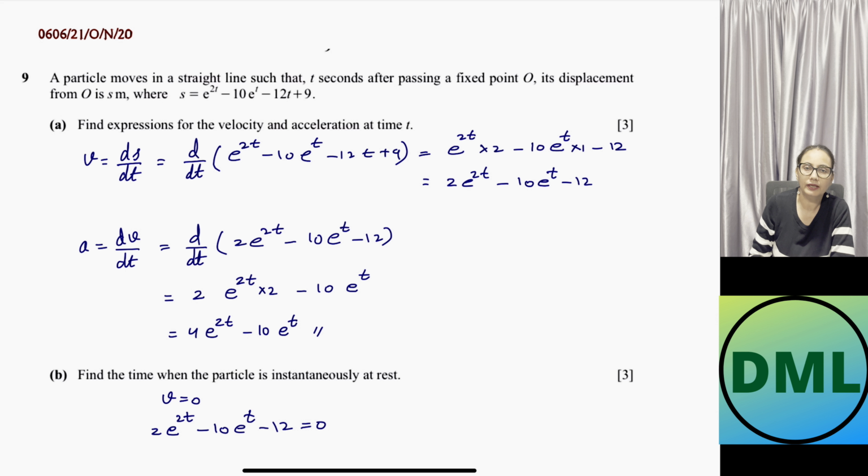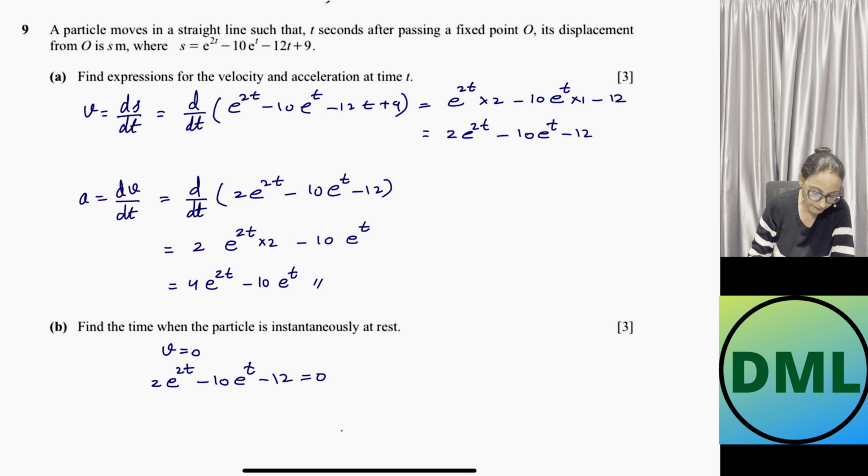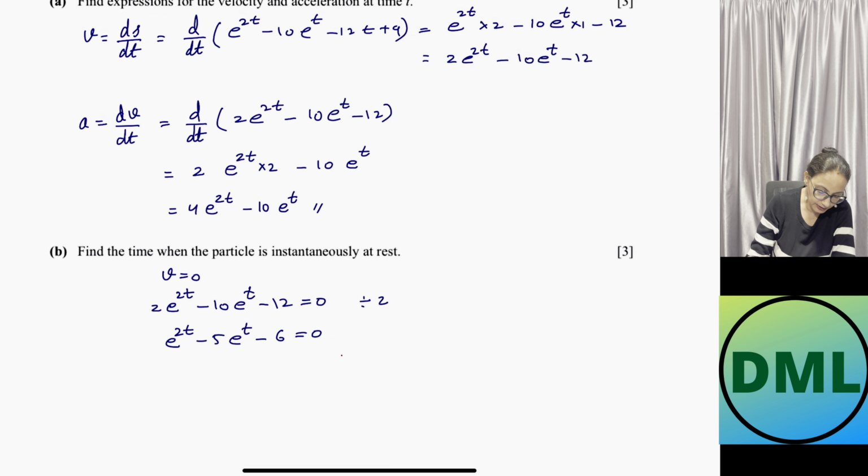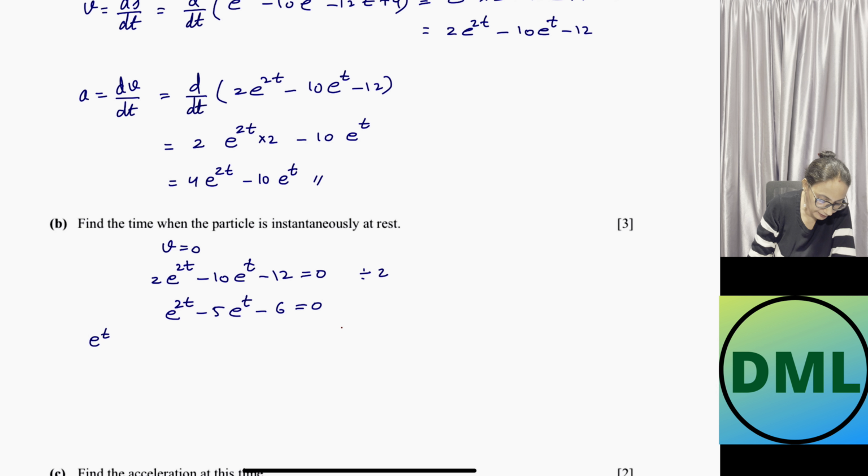2 is common in this equation. Let's divide this full equation by 2. I will get e to the power 2t minus 5 e to the power t minus 6 is equal to 0. This is a quadratic equation. For this, suppose that e to the power t is equal to y. My equation will be y square minus 5y minus 6 is equal to 0. I need to factorize that.